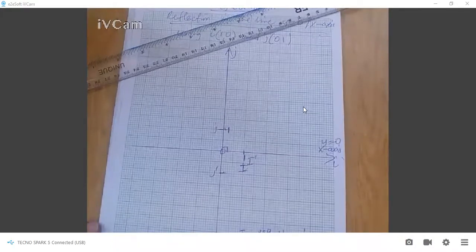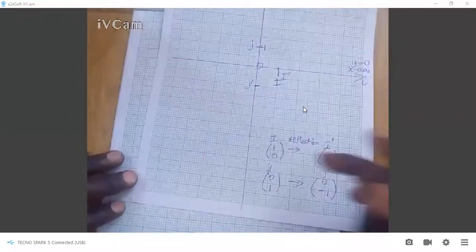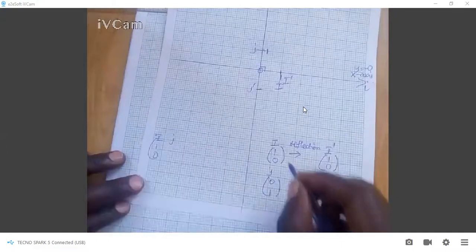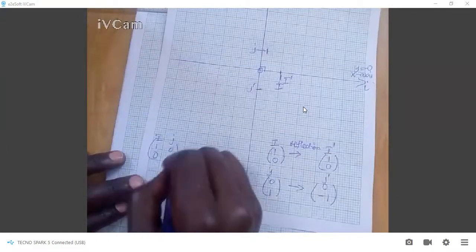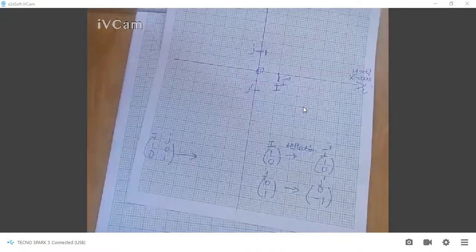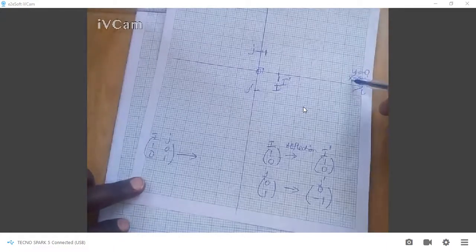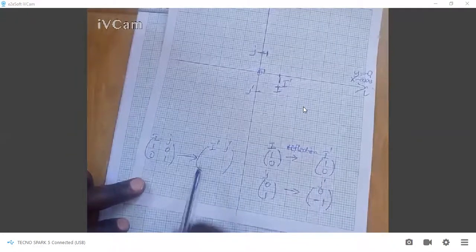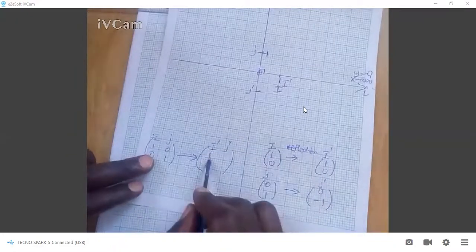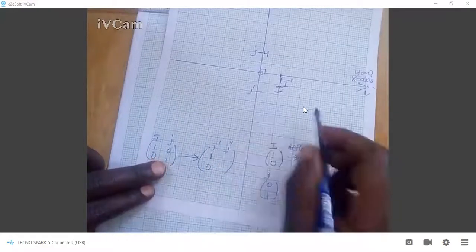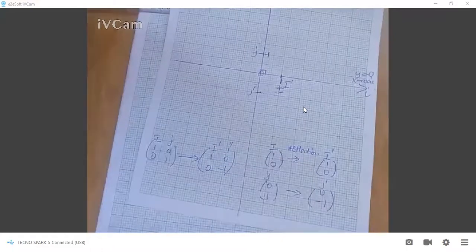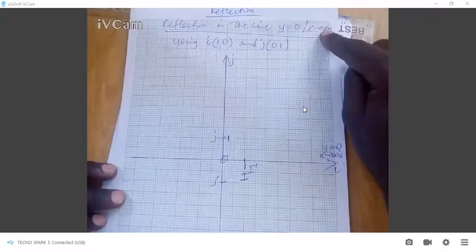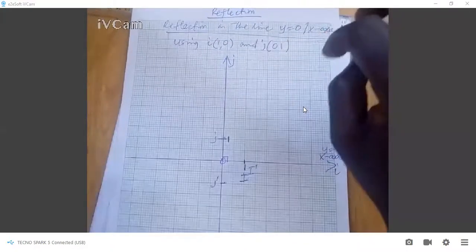So in other words, if I combine the two, it means I have I, J. This one is 1, 0, which is here. I'm writing it here. This one is 0, 1. It undergoes a reflection through the line y equals 0, or x-axis, to give us the image, which is I prime, J prime. The image of this is 1, 0. Why is it the same? Because we said it is invariant. And the image of this, when it undergoes a reflection, gives us 0, negative 1. So that is the matrix of reflection in the line y equals 0, or x-axis. Is it okay, members?